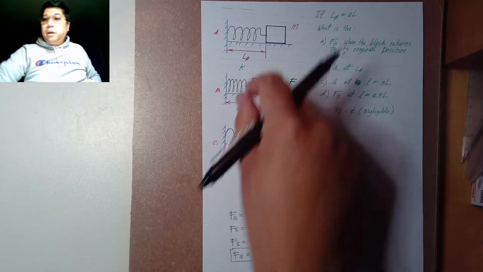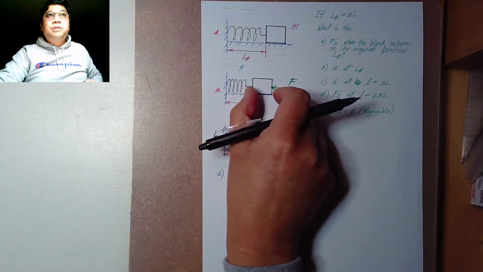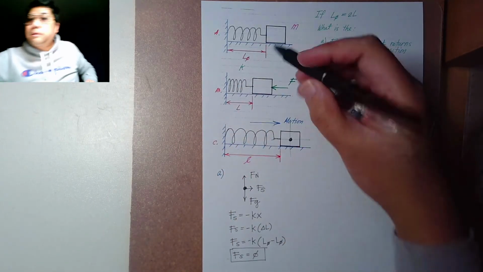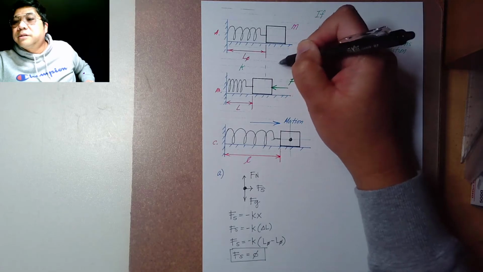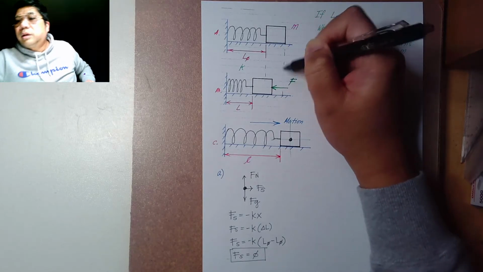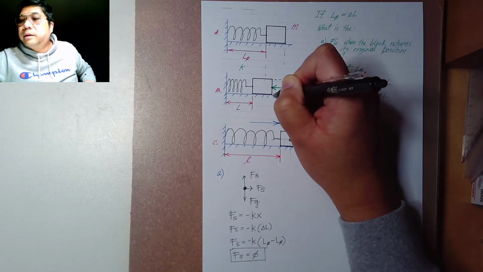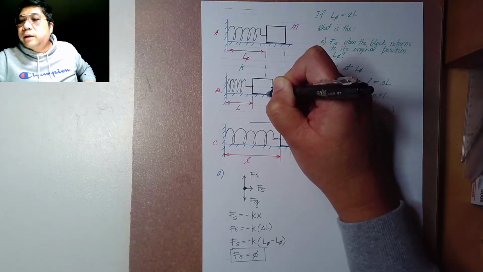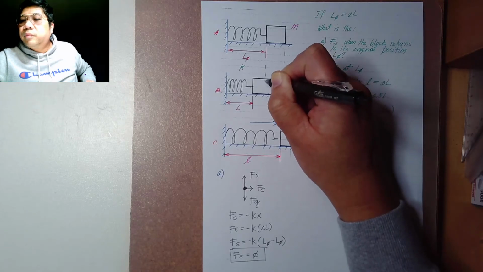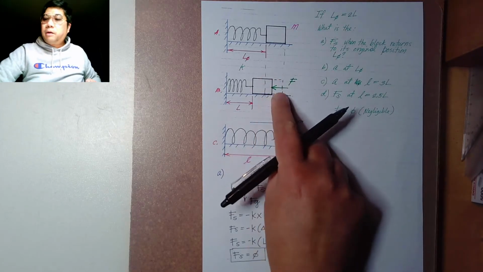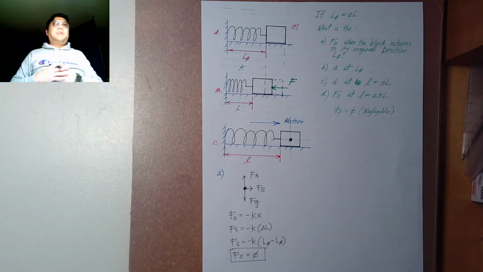So when this block travels back and lines up again, right here, let's say it lines up. Of course, it's going to go back like this. So now you have that block right there.